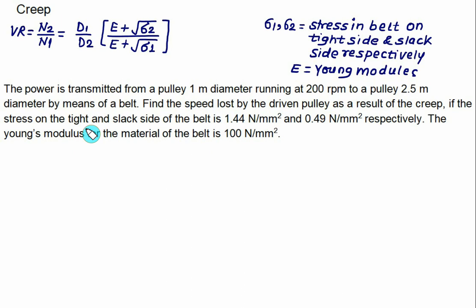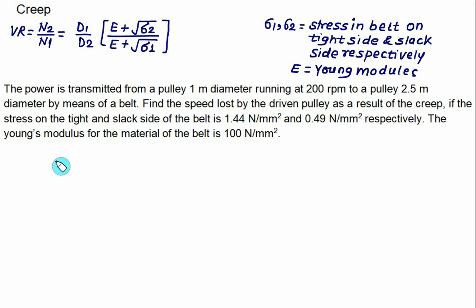If the stress on the tight side, that is the value of sigma 1, is equal to 1.44, on the slack side, that is the value of sigma 2, is equal to 0.49, the Young modulus for the material is 100. So we can calculate the value of N2 using the equation N2 by N1 equal to D1 by D2 into (E plus under root of sigma 2) upon (E plus under root of sigma 1). All values are known, so we are able to calculate the value of N2.